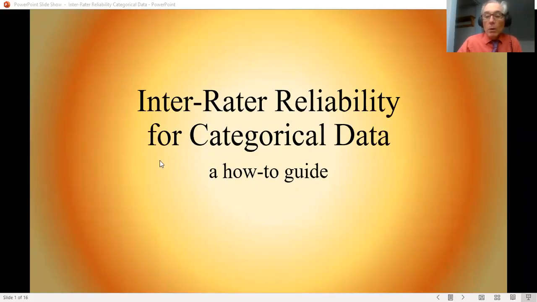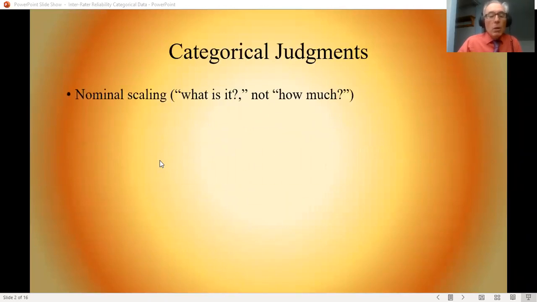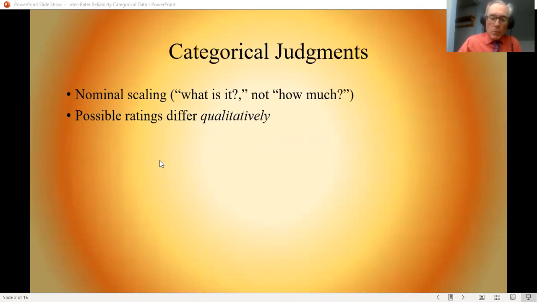So again, this is a straightforward how-to guide. We're not going into the theory here. That will happen in separate presentations. So categorical judgments, what do I mean by that? Essentially, we're talking about a nominal scale, something where the question isn't how much of that is there, but rather which kind of thing is it? In other words, the possibilities are qualitatively different than one another. So we aren't really quantifying, rather we are, well, categorizing, for want of a better word.